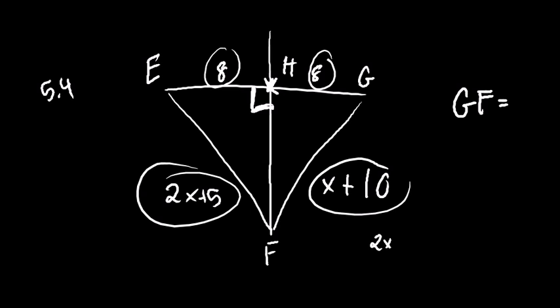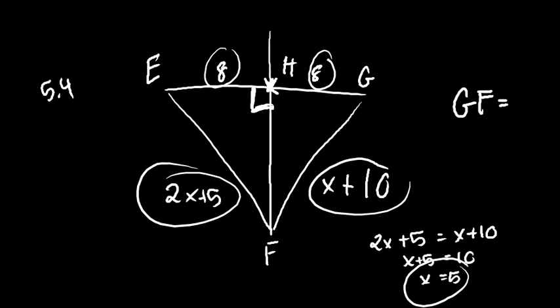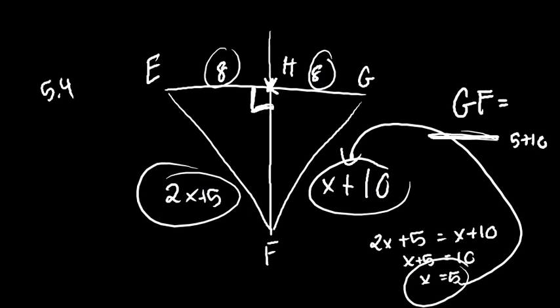So 2x plus 5 is equal to x plus 10. If I subtract x from both sides, I get x plus 5 equals 10. And I subtract 5, I get x equals 5. Am I finished? No. Problem asks for what GF equals, so I need to go ahead and plug that back in. 5 plus 10? 15 is your final answer.